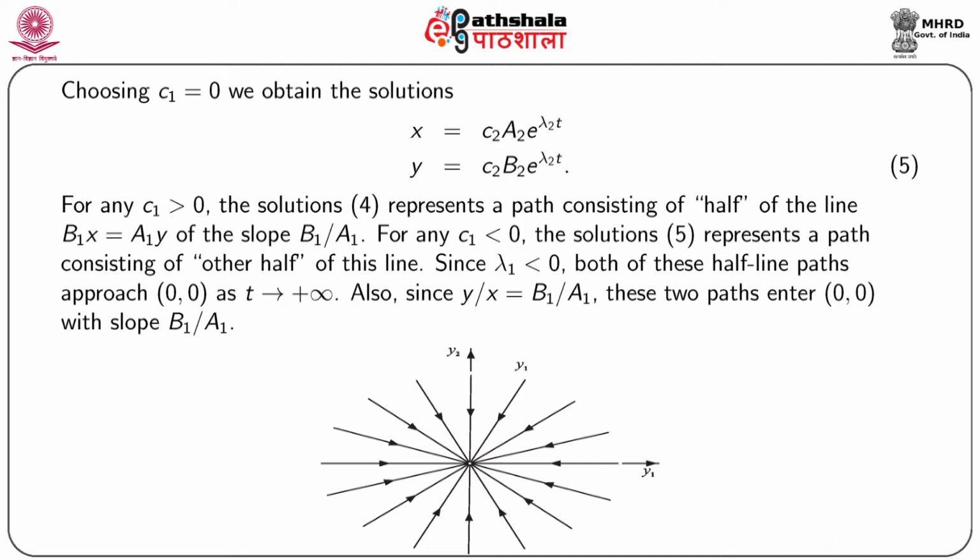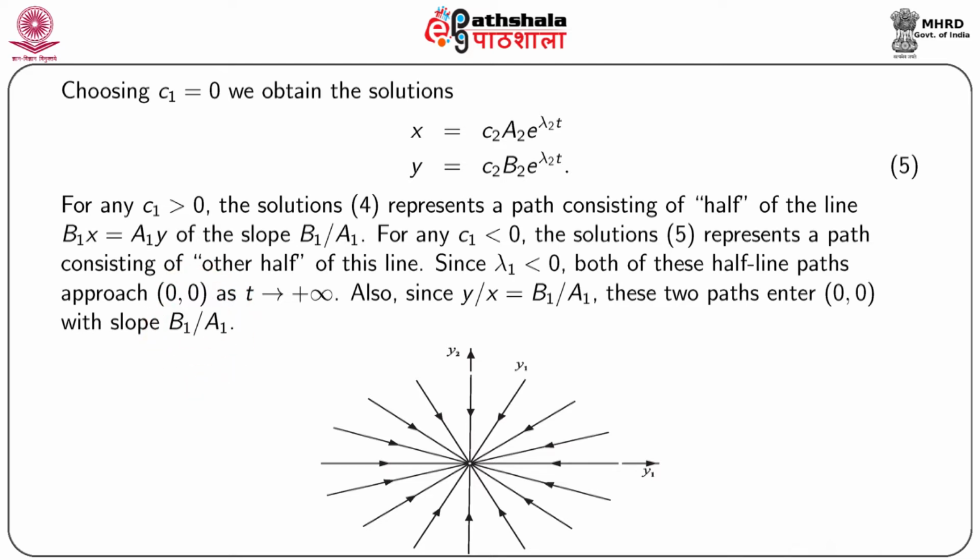And for c1 less than 0, the solution 4 represents a path consisting of the other half of the line. And since λ1 is less than 0, both these half-line paths approach (0, 0) as t tends to plus infinity. And since y/x = b1/a1, these two paths enter (0, 0) with slope b1/a1.